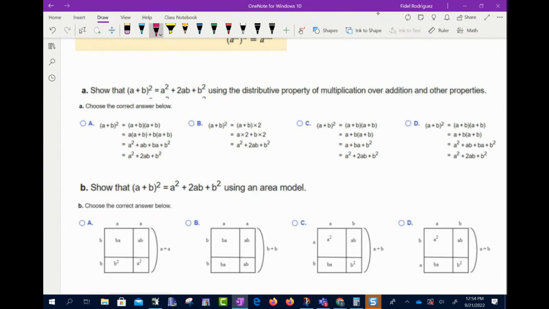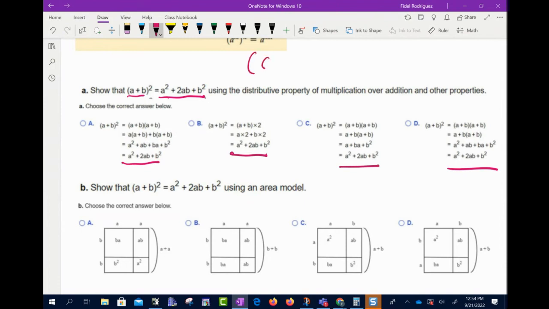So, y'all, I want you to notice here that it says a plus b all squared is supposed to be a squared plus 2ab plus b squared. Now, look at the final answers. The final answers are all the same. So that's not really going to help me, okay? What's going to help me is which is the one that looks like the work is correct.